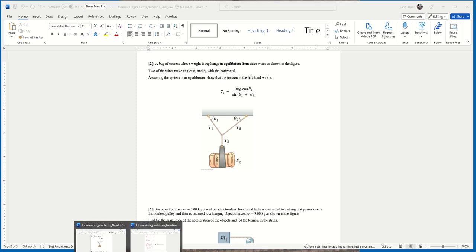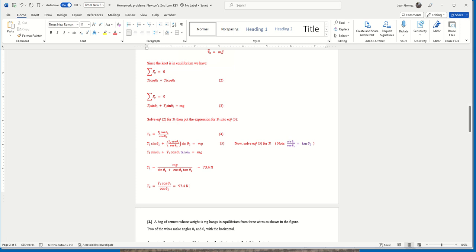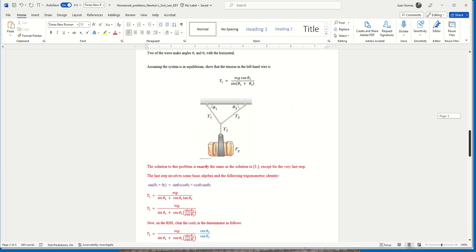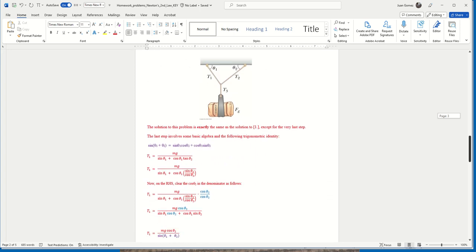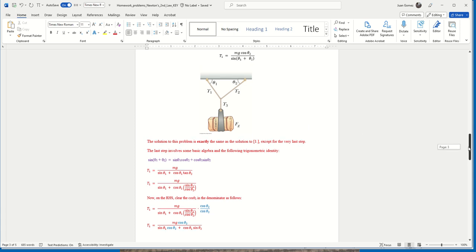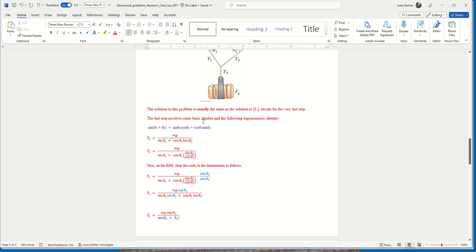Let's go ahead and look at our solution. Here's problem 2. Here's my solution. Again, the solution is exactly the same as the solution to 1, except for the last step. We want to show that T1 is given by that expression. We need to use this trigonometric identity that I have here in purple: sine of theta 1 plus theta 2 equals sine theta 1 cosine theta 2 plus cosine theta 1 sine theta 2.